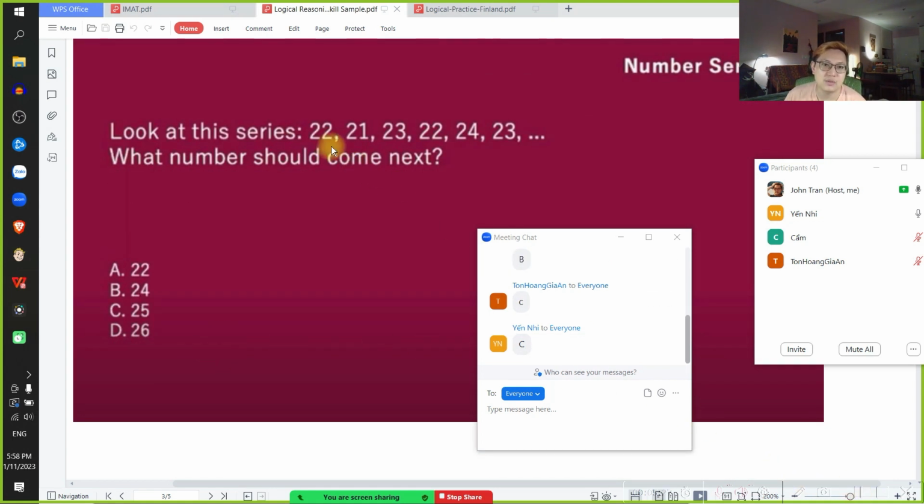Alright, look at this one. So 21 and 22 minus 1 is 21. And 21 plus 2 is 23. 23 minus 1 is 22. 22 plus 2 is 24. So 24 minus 1 is 23. And 23 plus 2 is 25. Nó theo cái quy luật là cứ trừ 1 cộng 2, trừ 1 cộng 2, xong rồi 24 trừ 1 là 23, 23 cộng 2 là 25.